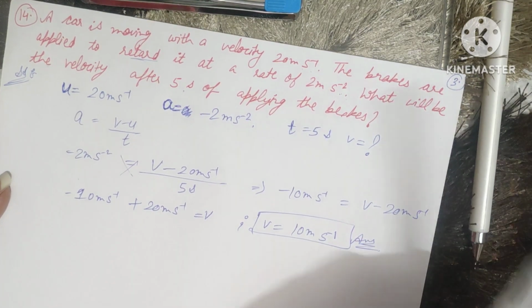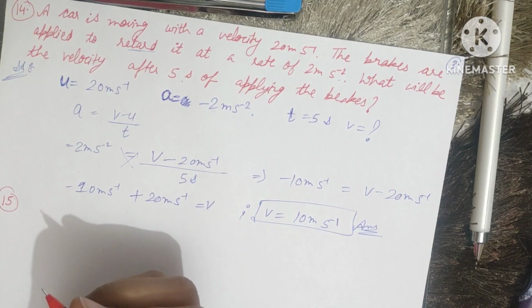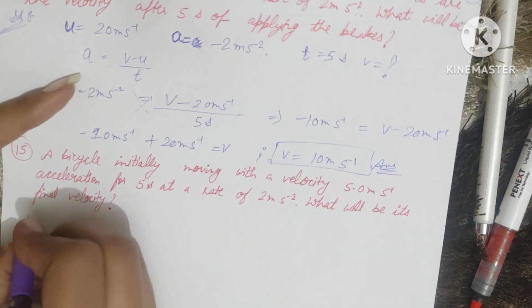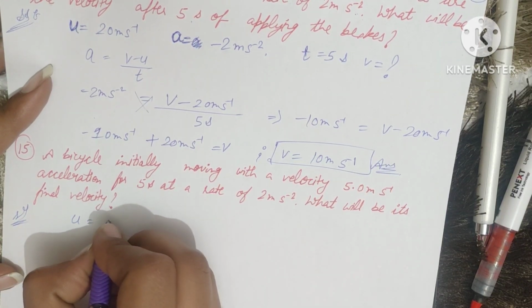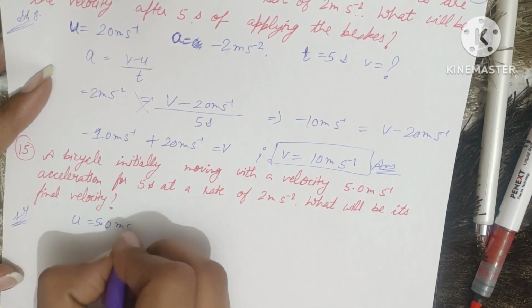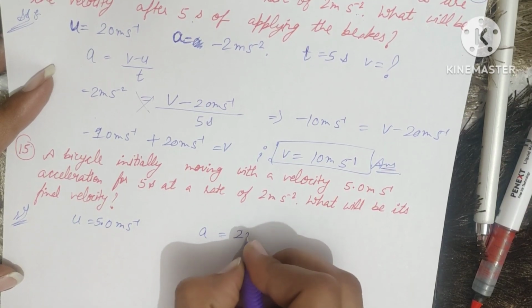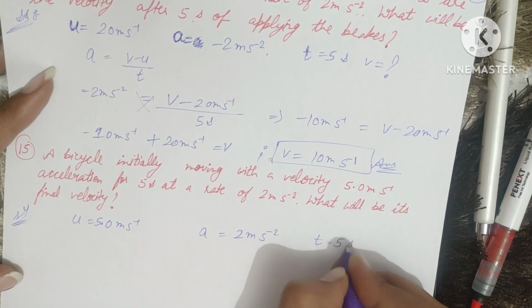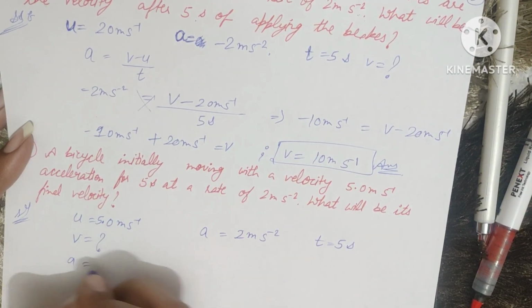Question number 15 now. The 15th numerical is, a bicycle initially moving with the velocity of this. The initial velocity of the bicycle is given, 5.0 meter per second, with the acceleration of 2 meter per second square in time 5 seconds. What will be the final velocity? Final velocity is question mark.